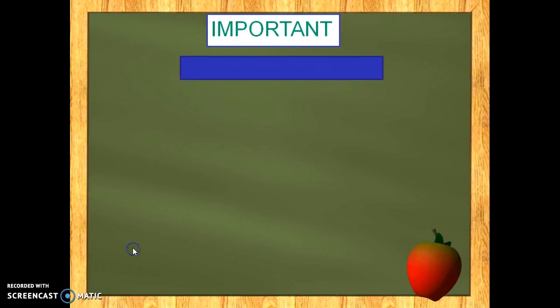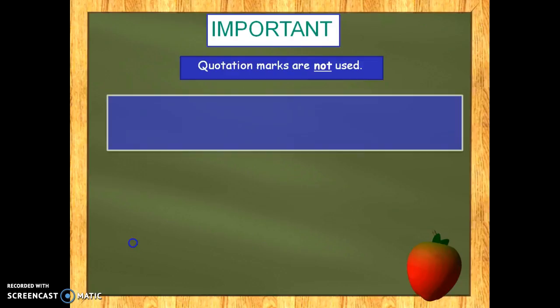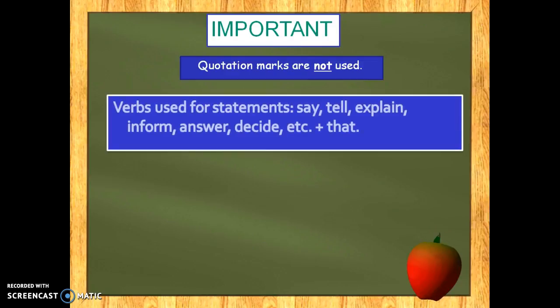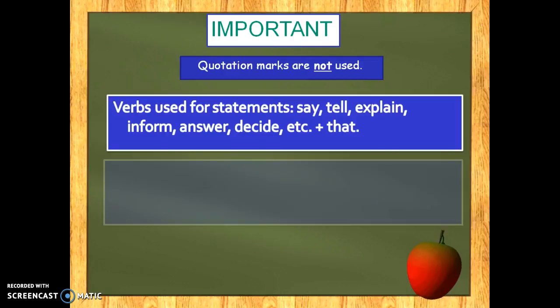Don't forget this. In the first place, we don't use quotation marks because it is indirect speech. Then, the most common verbs used for statements, that is, positive sentences, are these: say, tell, explain, inform, answer, decide, etc., normally followed by that.